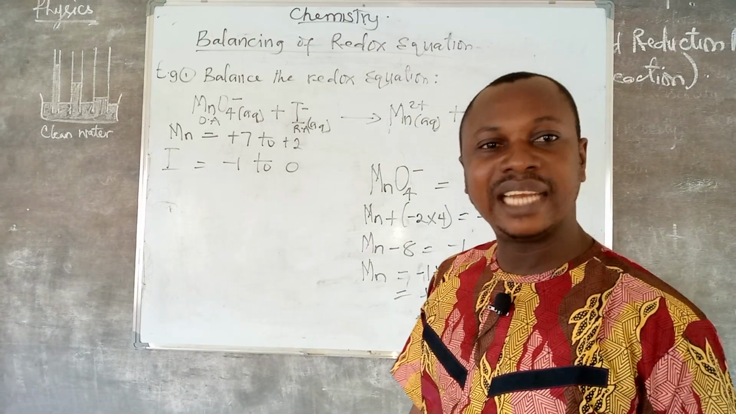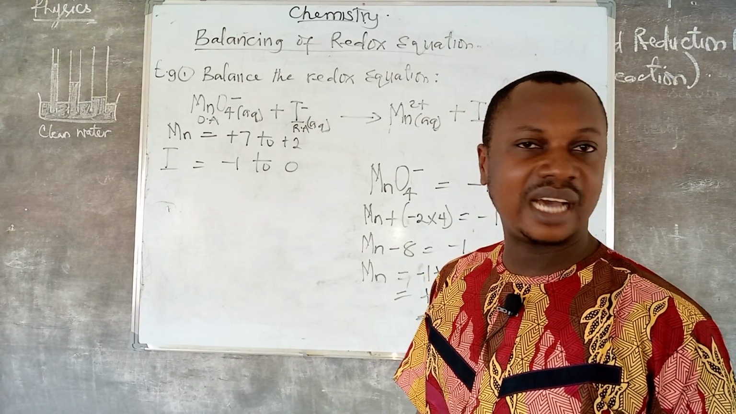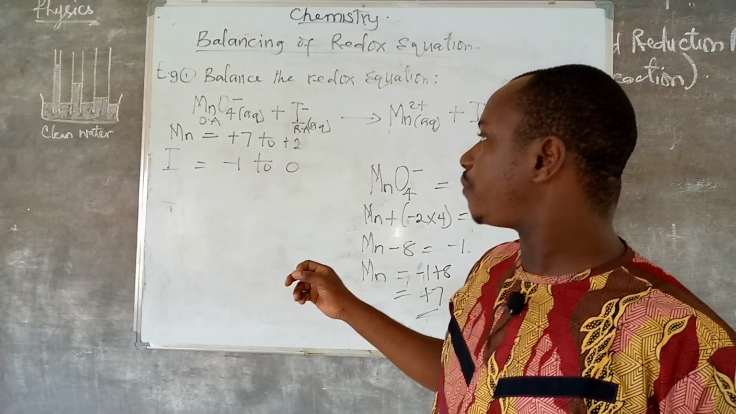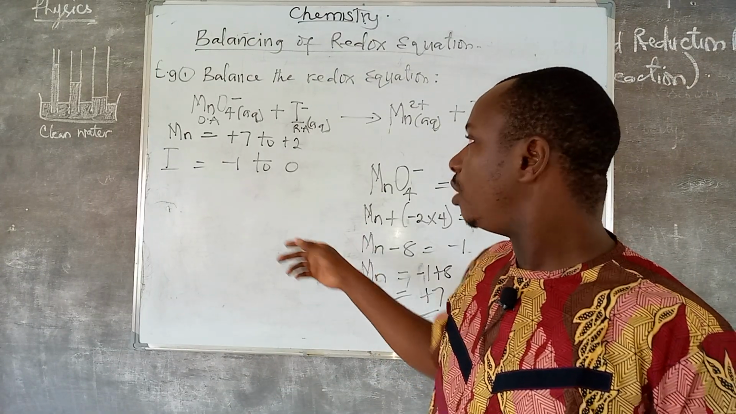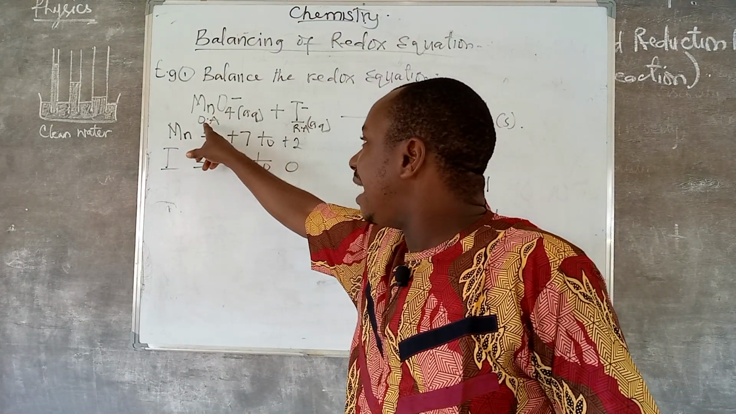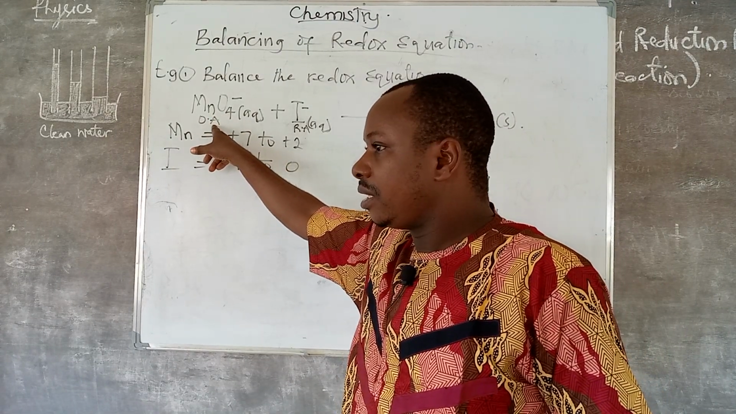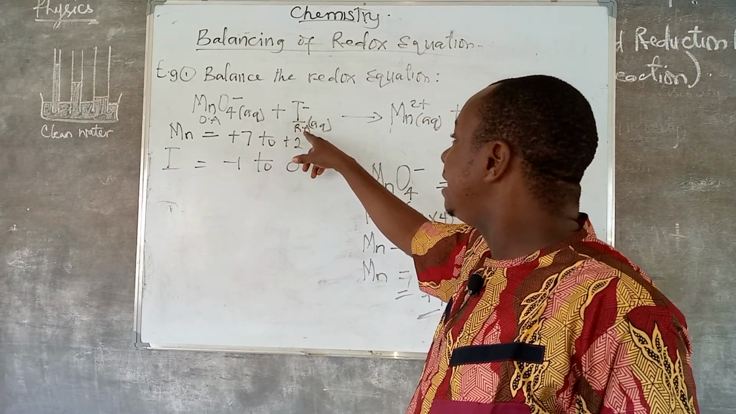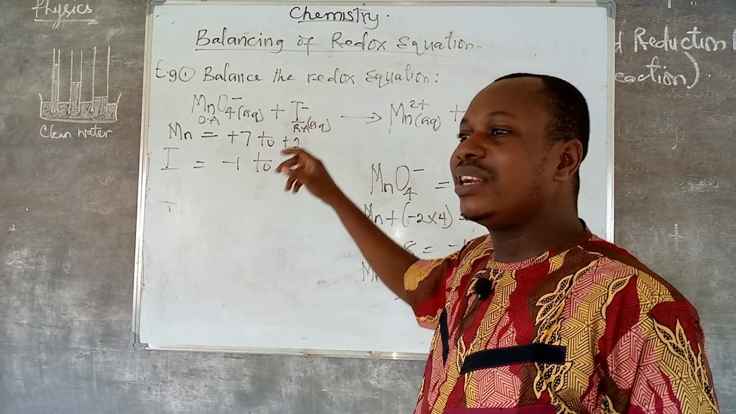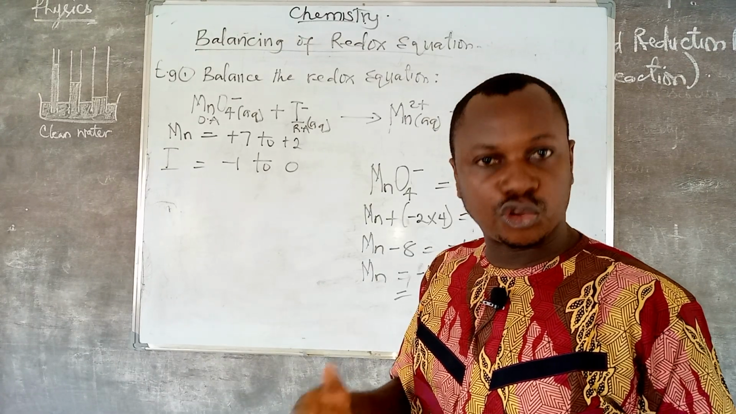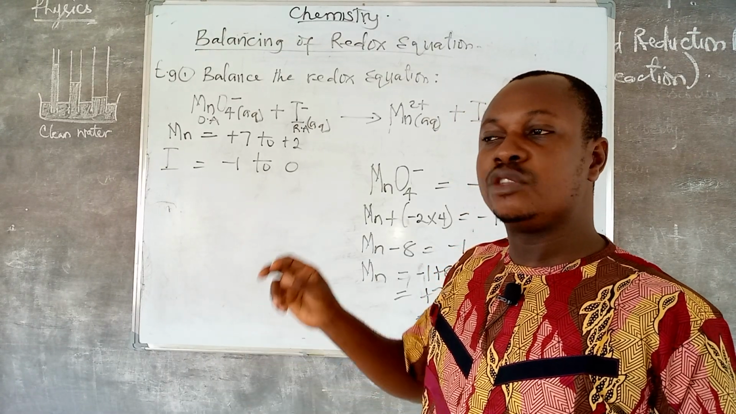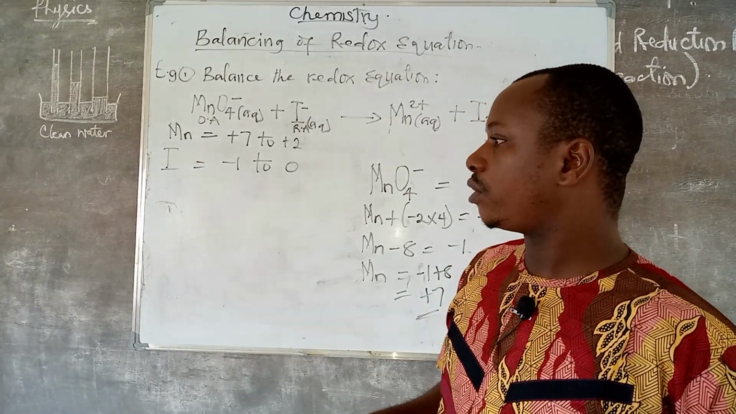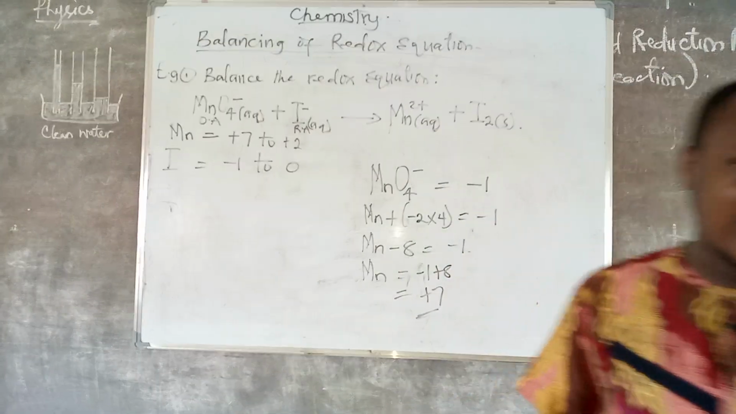Now, let us identify the oxidizing agent and the reducing agent. Don't forget what I told you earlier. If you see the oxidation number of any species decreasing, it's the oxidizing agent. So that's why I put this whole thing here as the oxidizing agent, while this one is the reducing agent. Now, the next step is for us to write the two half equations, one for the oxidation half equation, the other for the reduction half equation. Let us see how it goes.